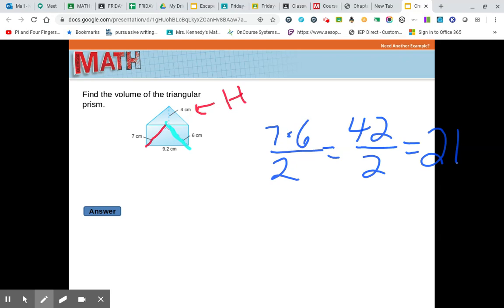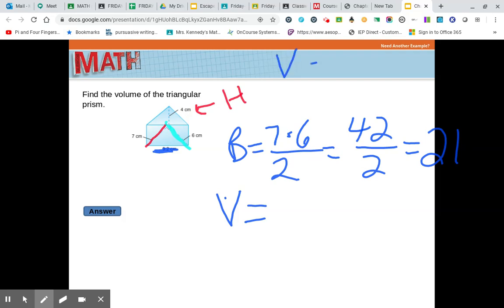21 meters, whatever. We don't have to worry about measurement right now. This is the number that doesn't matter. They threw that in there to mess with you. So now you have volume equals, this is actually your base. You have to use that formula to solve for your base.